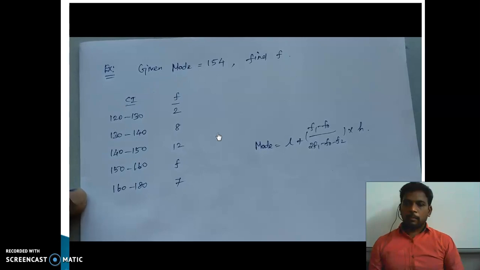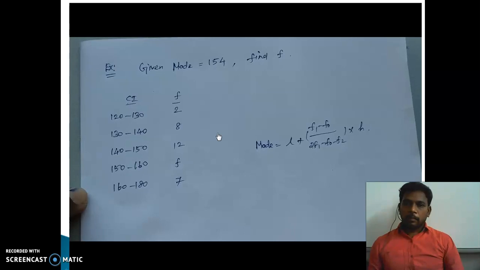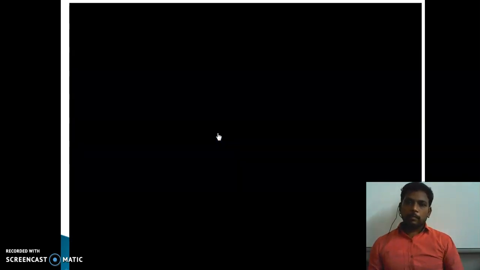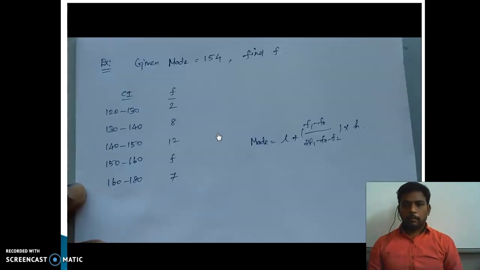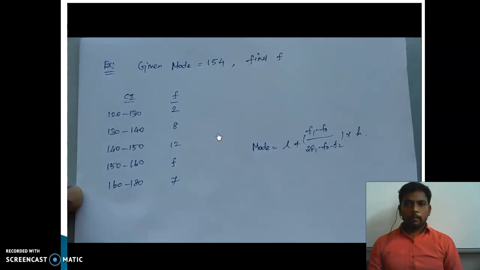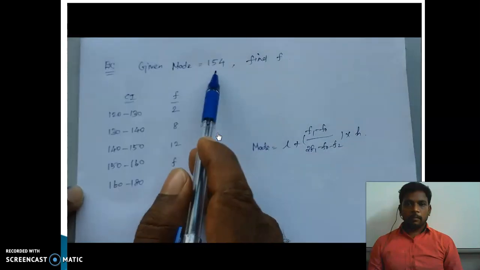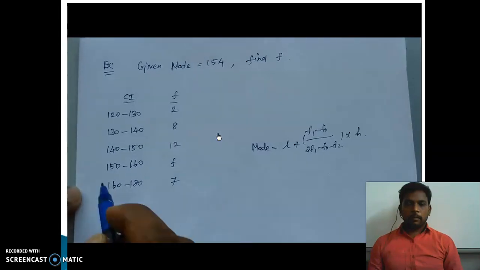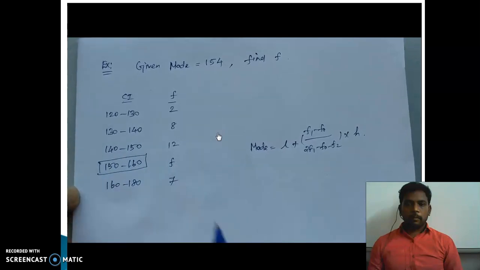So how can you find it? For an unknown value in median, how did you find the median class? The median lies in the median class, so that particular interval is nothing but the median class. Similarly, here, how can you find the modal class for the unknown value? The mode value is already given, 154. The mode definitely lies in the modal class, right? So 154 lies in which interval here? 150 to 160. So this is the modal class.